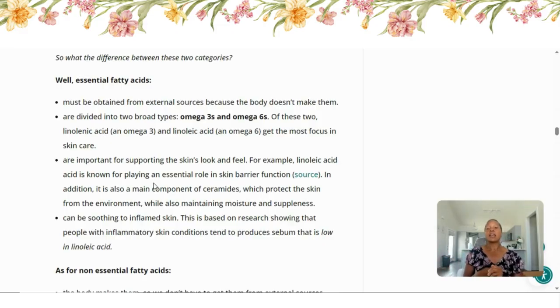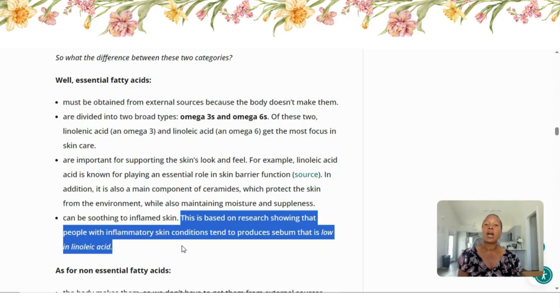And then lastly, essential fatty acids can also be quite soothing to inflamed skin. There is actually some research showing that people who have inflammatory skin conditions tend to produce sebum that is low in linoleic acid. Okay, so the idea is that based on that research, using oils or anything that contains this essential fatty acid could potentially help with those inflammatory skin conditions. Right, so that's the essential fatty acid part.